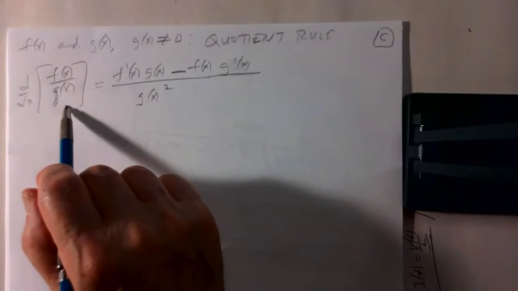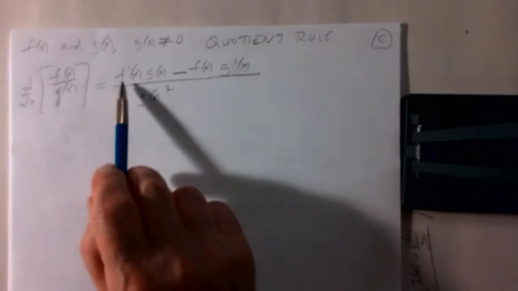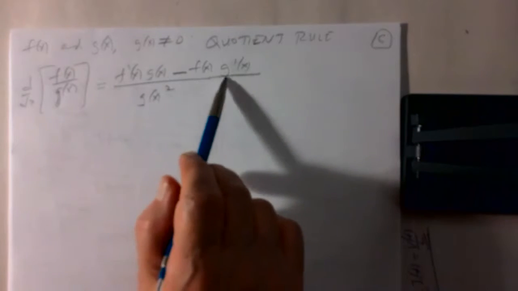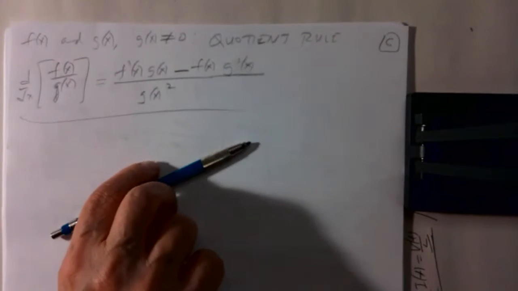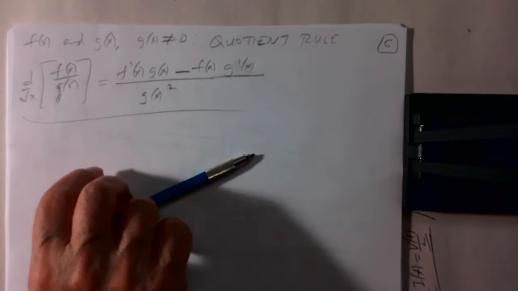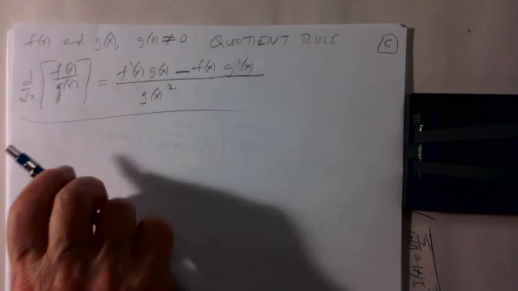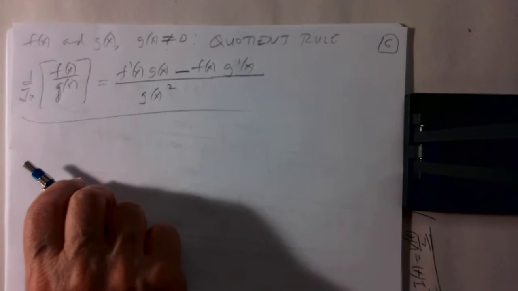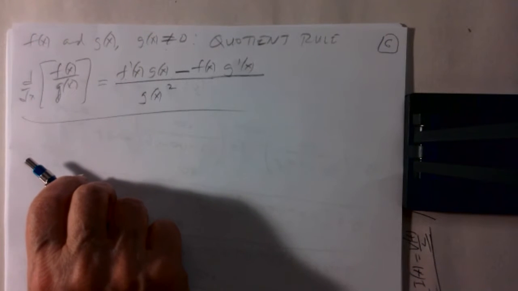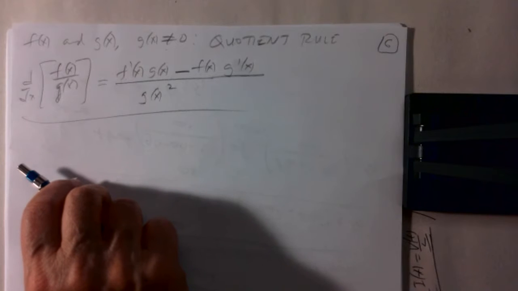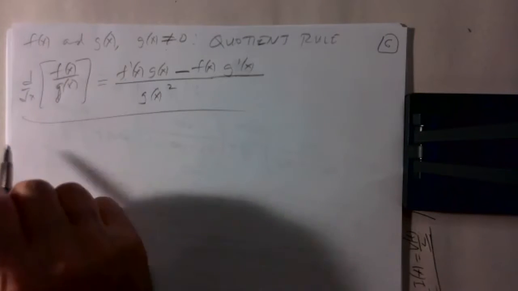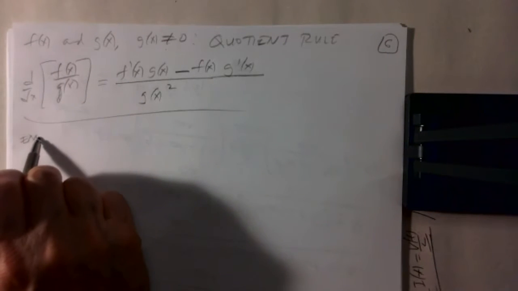The derivative of the quotient f over g is f prime g minus f g prime over g squared. Right? So that is the quotient rule. I'll do a lot of examples, and then I'll prove it. So, examples.